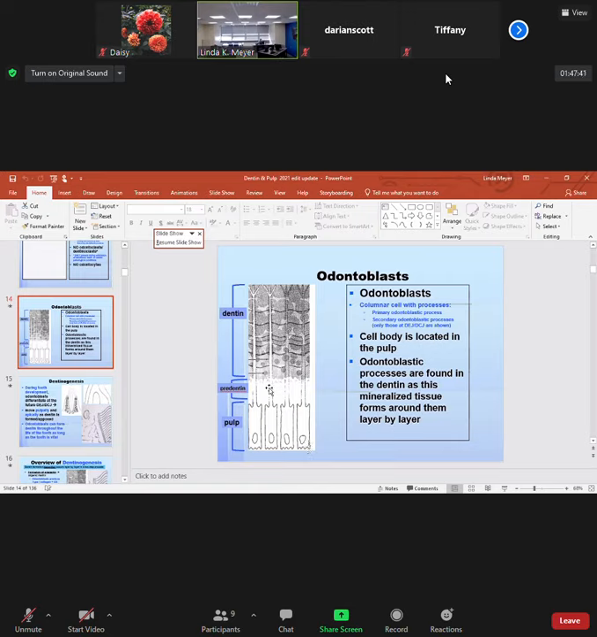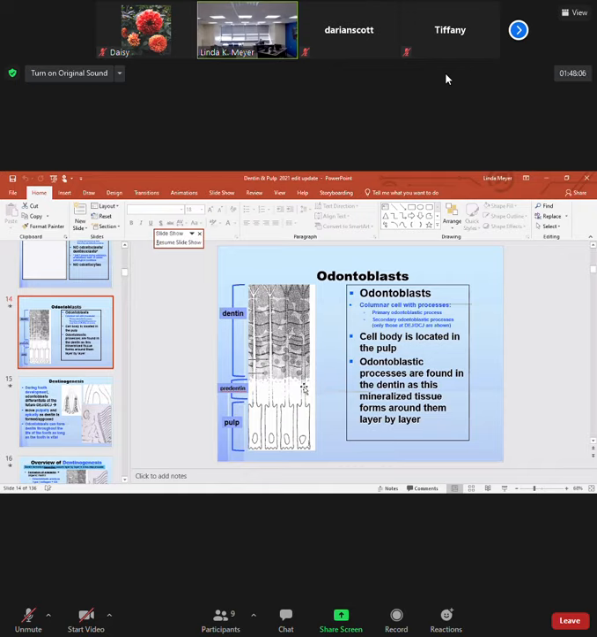And then remember, the last layer that's laid down is going to be the organic matrix, which is pre-dentin, made up of type 1 collagen and ground substance. And then when these odontoblasts make a new layer of pre-dentin, this previous one is going to mineralize, like right along here. That's the wave front of mineralization.